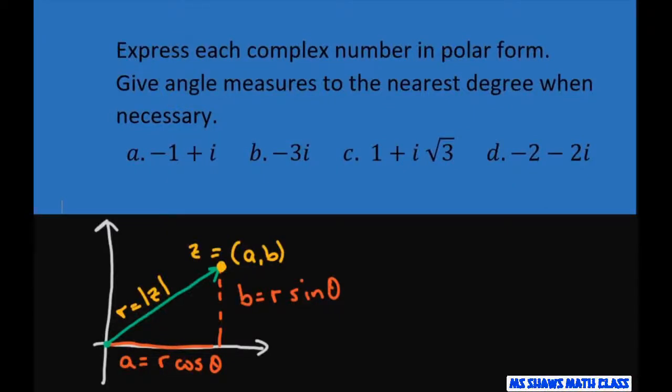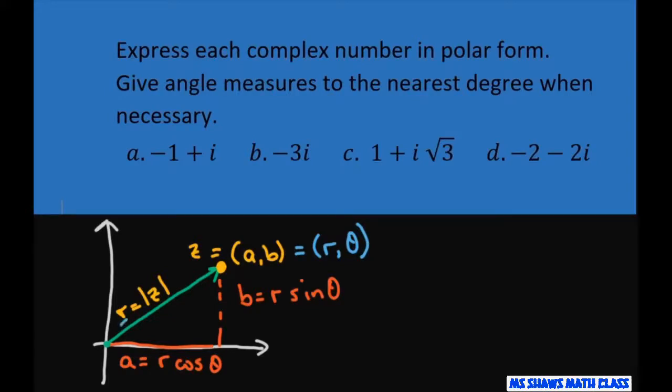Everyone. We're going to express each complex number in polar form and give angle measures to the nearest degree when necessary. So before we get started, here is your diagram, and we know from our previous videos that A equals r cosine of theta, your horizontal line, and B equals r sine of theta. So this point here is AB. Now Z equals AB, which equals your polar coordinate r theta.